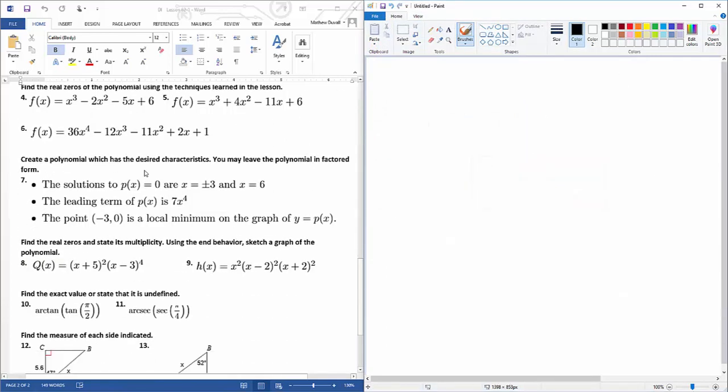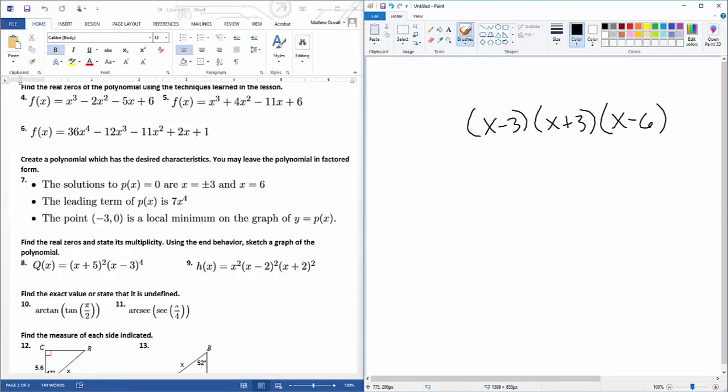It says create a polynomial which has desired characteristics. You may leave the polynomial in factored form. So it says the solutions to p of x equals 0. So it says the zeros are plus or minus 3 and 6. So far I have x minus 3, x plus 3, and x minus 6. So those are my zeros. It says the leading term is 7x to the 4th.